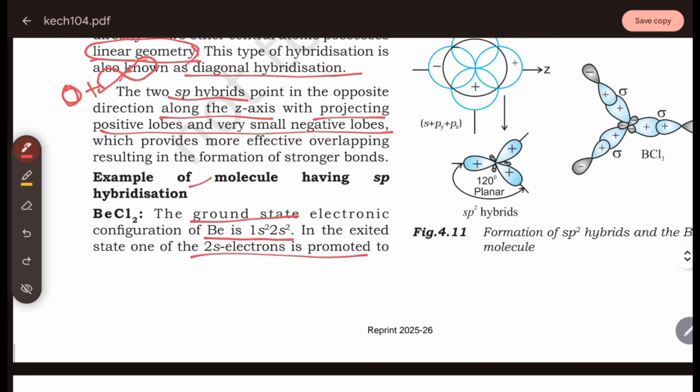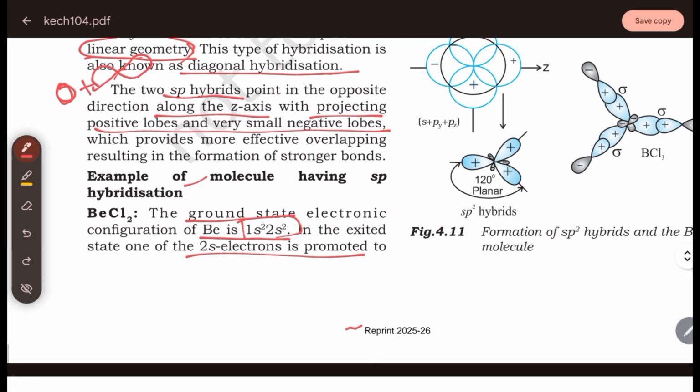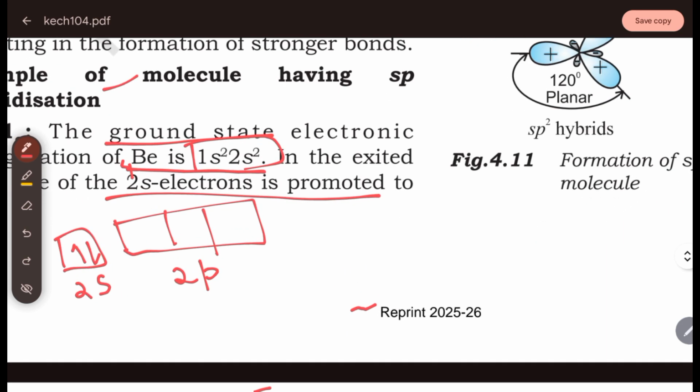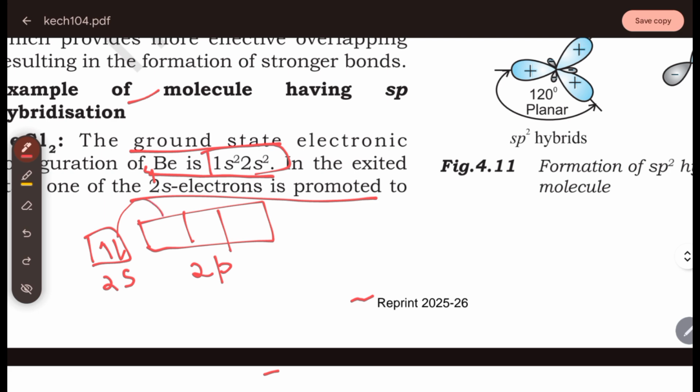An example of such a molecule is BeCl2, beryllium chloride, where beryllium is the central atom with a ground state electronic configuration of 1s2 2s2, because beryllium has atomic number 4. In the excited state, if the 2s orbital has 2 electrons and the 2p orbital is completely empty, then 1 electron from 2s gets transited to a p.